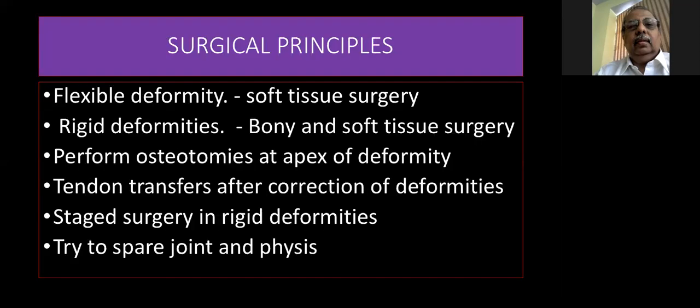So the treatment in a nutshell: flexible deformity, soft tissue surgery. If the deformity is flexible, you do a soft tissue surgery. Rigid deformity, bony and soft tissue surgery. So we always perform the osteotomies at the apex of the deformity, tendon transfers, and staged surgery in rigid deformities, and try to spare the joint and physis.